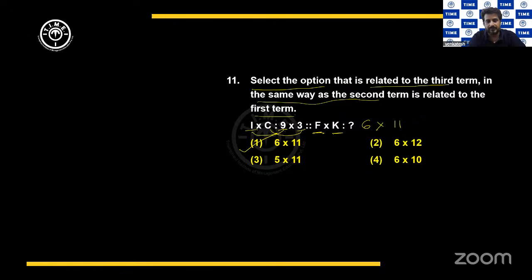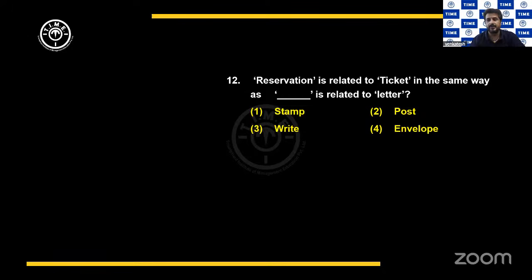Fine. Let's see the next question. A reservation is related to ticket, in the same way as post is related to a letter. We post a letter, we do the ticket reservation.